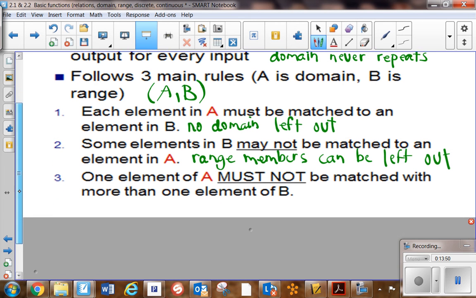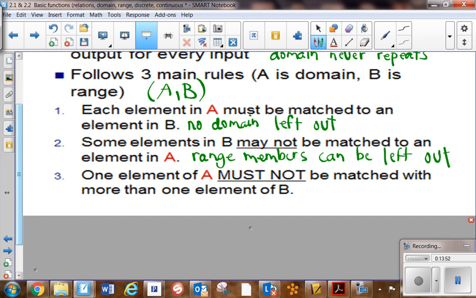And then the last one, one element of A must not be matched with more than one element of B. In other words, your domain can only have one partner. Your X cannot have more than one partner.